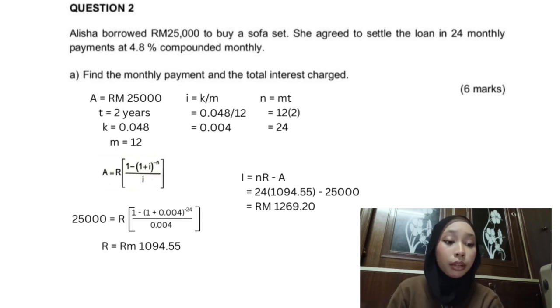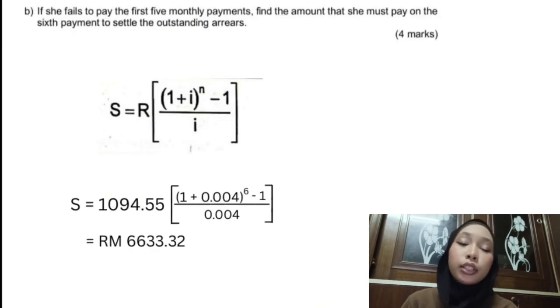Next, to find the total interest charge, the formula is I equals NR minus A. Again, substitute the amounts and then you can get the answer, which is RM1269.20. Let's go to question B.